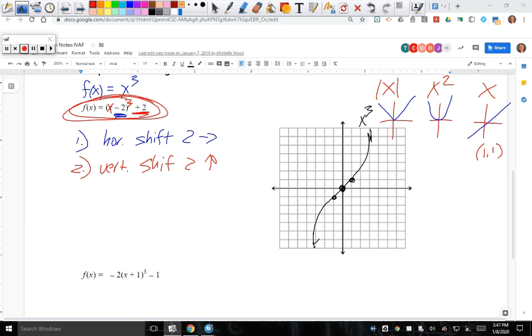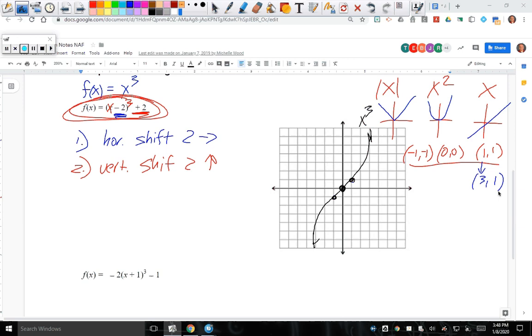If I do left and right, what value am I affecting? X. If I do up and down, I'm affecting what? Y. Here we go. So (0, 0), (-1, -1), and (1, 1) will change to this. The first change, 2 to the right. Notice what happened. I added 2 to the x value.